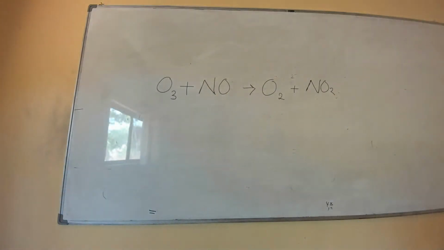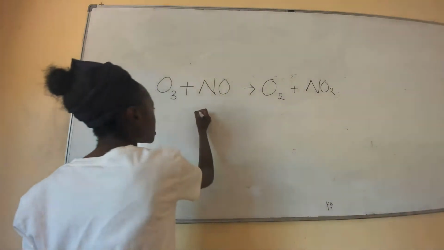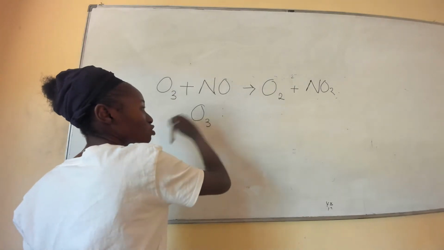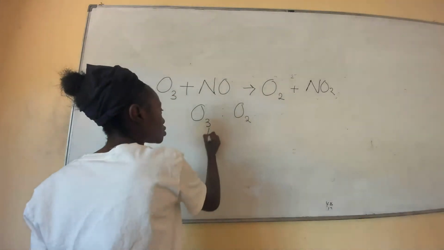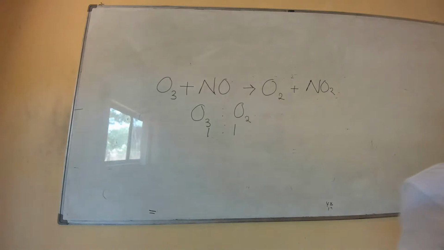So the second part of the question is asking us how many grams of O2 will be produced. To find how many grams of O2 will be produced, we are going to use the limiting reactant. Our limiting reactant was O3. I'm going to introduce the concept of mole ratios. So O3 to O2, and our mole ratio is 1:1. If our mole ratio is 1:1, the number of moles will be the same.